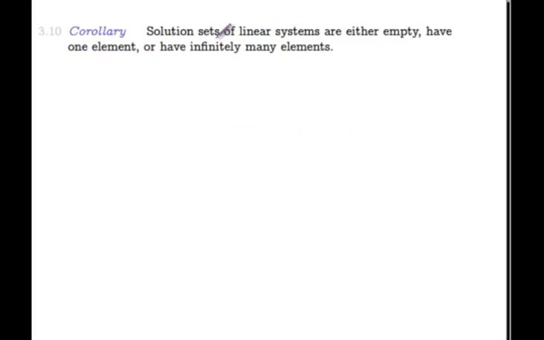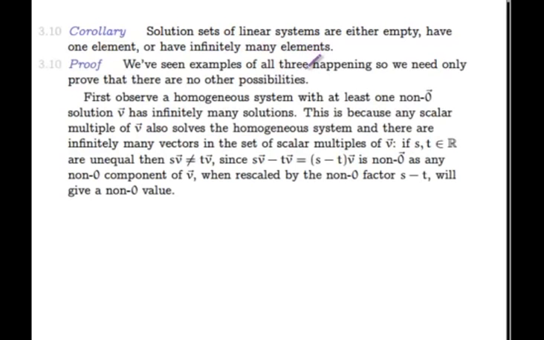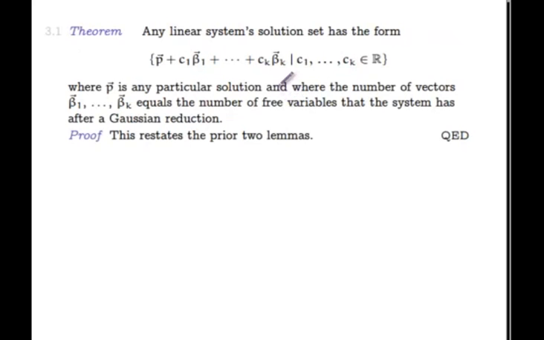Okay. Now, a corollary to this theorem is that solution sets of linear systems are either empty, or have one element, or have infinitely many elements. Okay. All right, we've seen examples of all three happening, so we only need to show that there are no other possibilities. Okay. So let's look back here. I'll talk through this, but let's look back here. We know that the solution has this form.